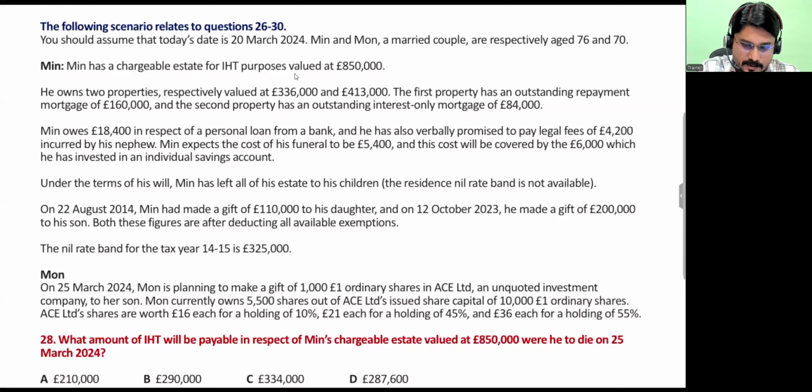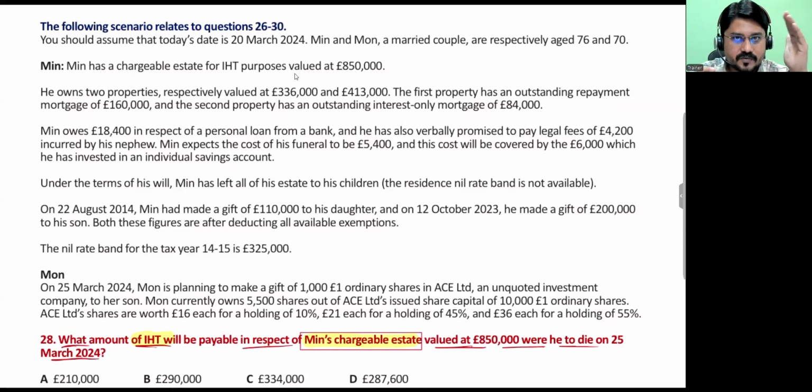The requirement of this question is what amount of IHT will be payable in respect of the chargeable estate, which is valued at 850,000, if he were to die on 25th March 24. If you remember, IHT on the estate is calculated at last priority at time of death. At that time, first we check any lifetime transfers within 7 years, which become taxable. They will cover the nil rate band first, and at last priority at time of death, the estate is taxed.